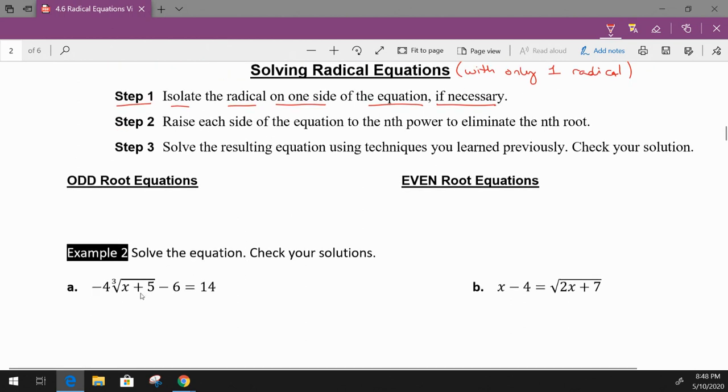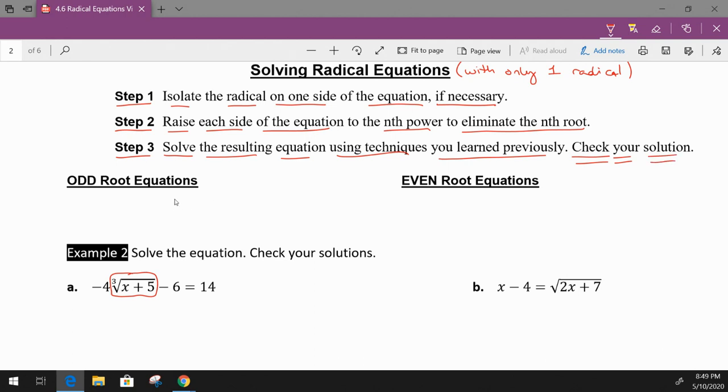So looking at this example here, you would want to isolate this cubed root of x plus 5. So you want to get this radical by itself. Once we've gotten that by itself, we're going to raise each side of the equation to the nth power. So we're kind of doing the opposite of what we were doing in the first few examples, and it's going to eliminate the root. And then now we're going to have a new equation. We're going to solve the resulting equation using techniques that we've previously learned, and we must check our solutions for sure when we're doing this.